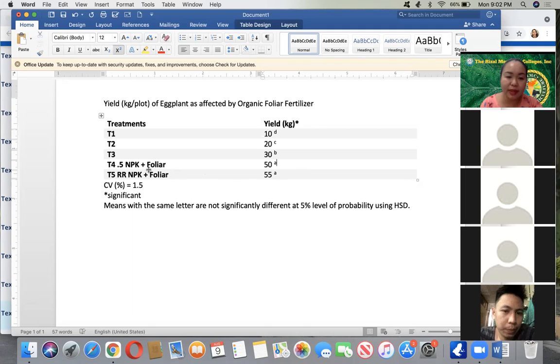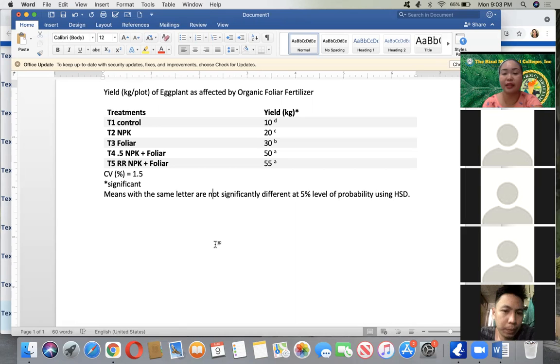So imagine, you can apply just half of the basal complete fertilizer with the recommended rate of foliar, instead of applying full, and you use less of your complete basal fertilizer. And then followed by this is foliar fertilizer alone, and this is NPK alone, and D is the control, no application. This one is NPK only, this one is foliar only. That is just an example.